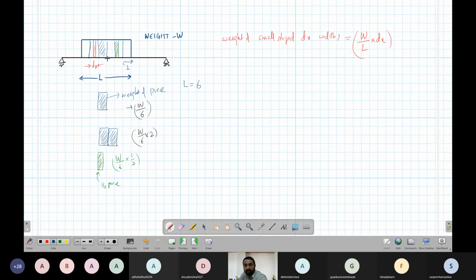Okay, so how would I get this width for 1 unit? 1 unit is W by L into 1. So that is W by 6 into 1.